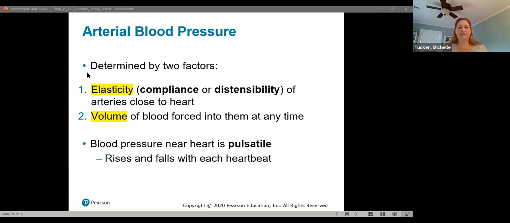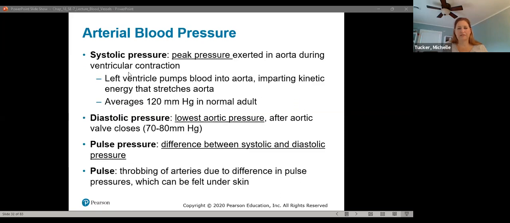Arterial blood pressure is determined by elasticity as well as volume. We talked about how systolic is the peak pressure exerted during ventricular contraction. Diastolic is the lowest. Pulse pressure is the difference between systolic and diastolic.